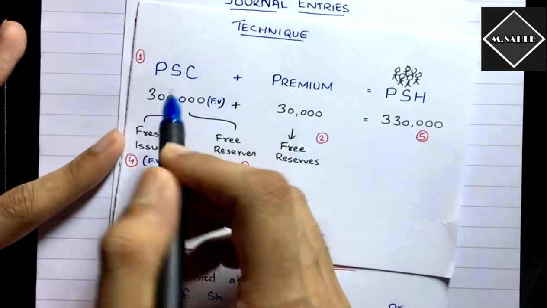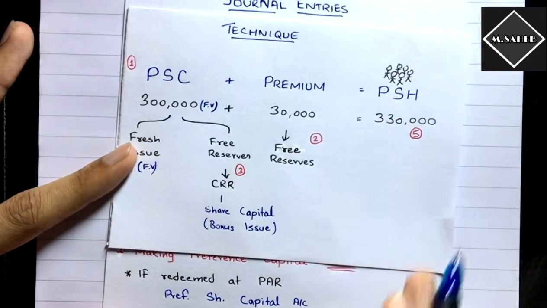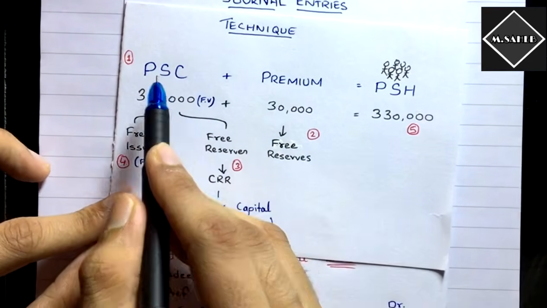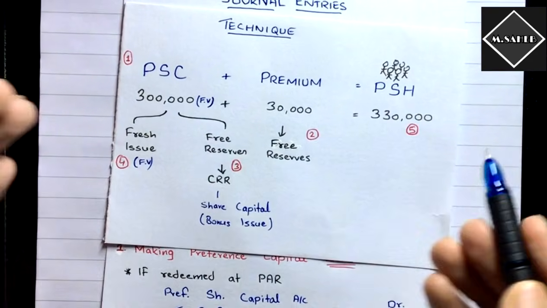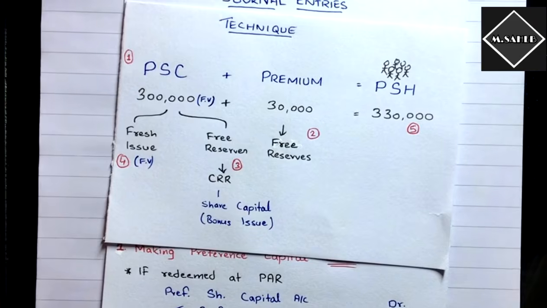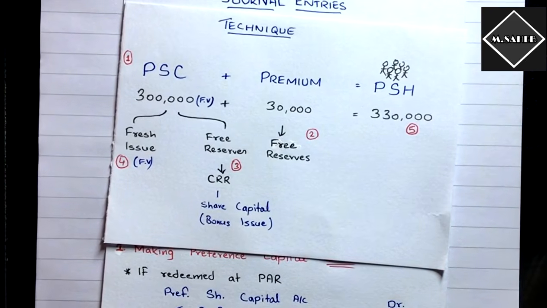Preference share capital plus premium equals preference shareholders. This is the entry, right? It's this whole entry: preference share capital debit, premium on redemption debit, to preference shareholders account, and then you follow this sequence. It will be very, very simple for you. Right, in the next video we're going to solve the problem. We're going to start with the simple problems and then move to the advanced problems. Okay, then see you in the next video.